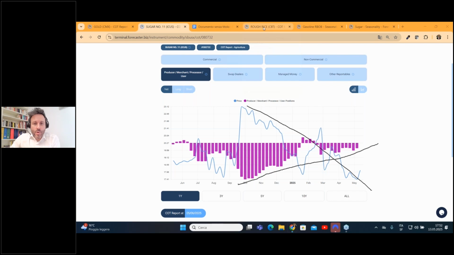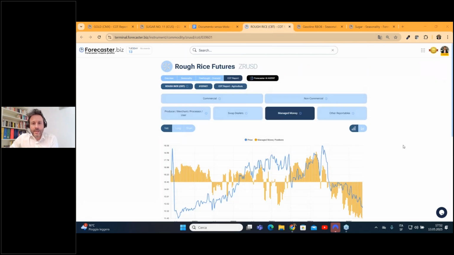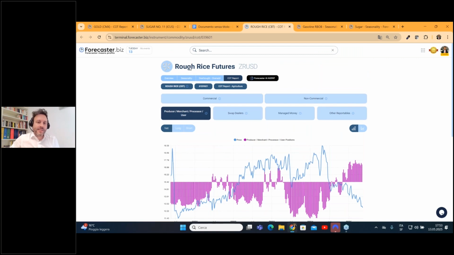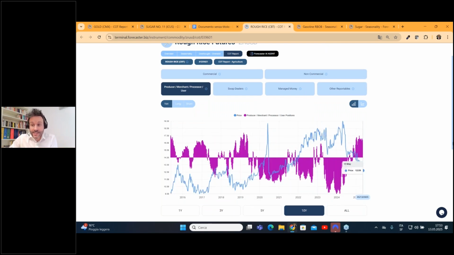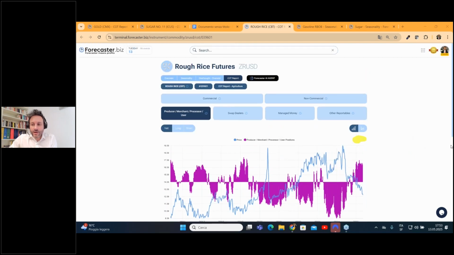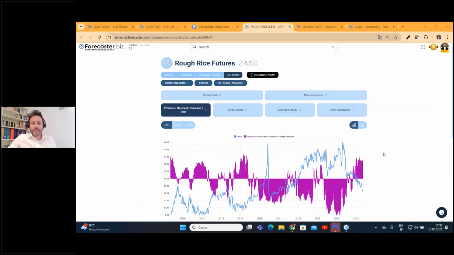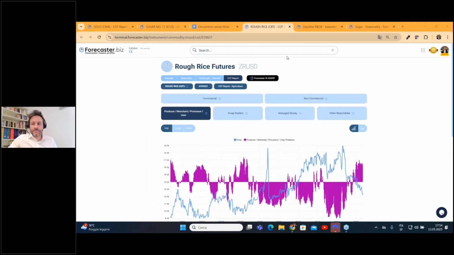Let's have a look at some very cool examples. Okay? On rice, which is a market, to be completely honest with you, I don't trade, but it exists. Look, very interesting situation because we have prices which are very low with the institutional, sorry, the producers which are very long. And this is something that happened also in the past. Very, very nice and very interesting. Really nice.